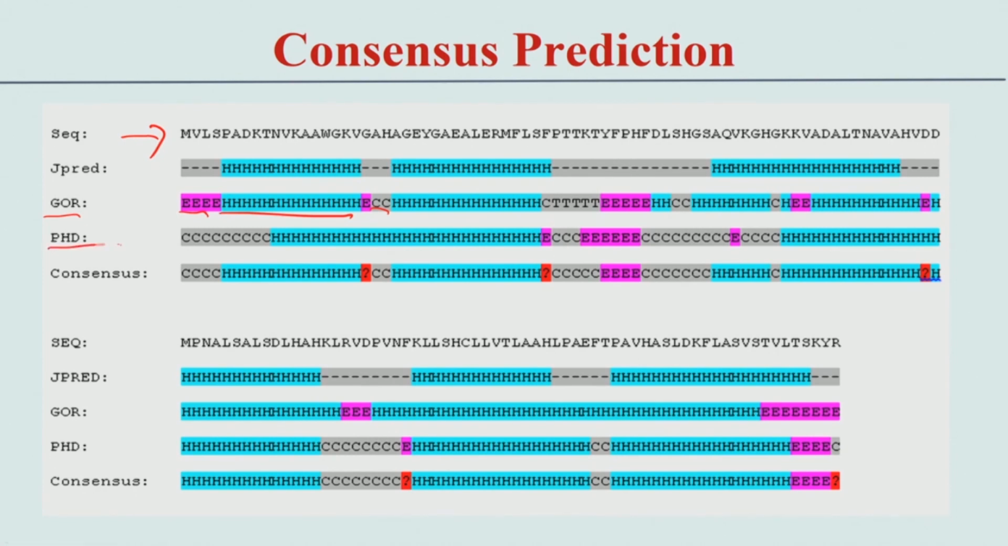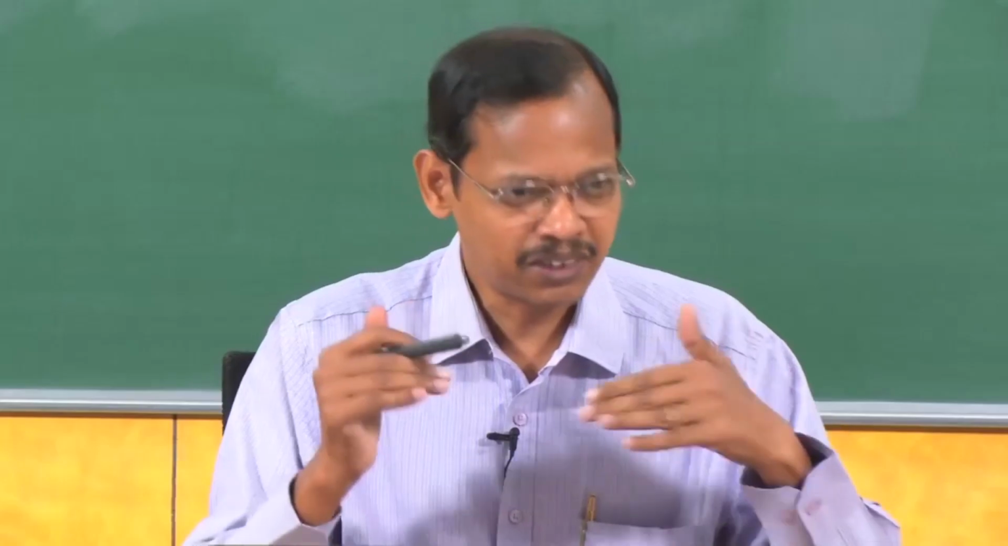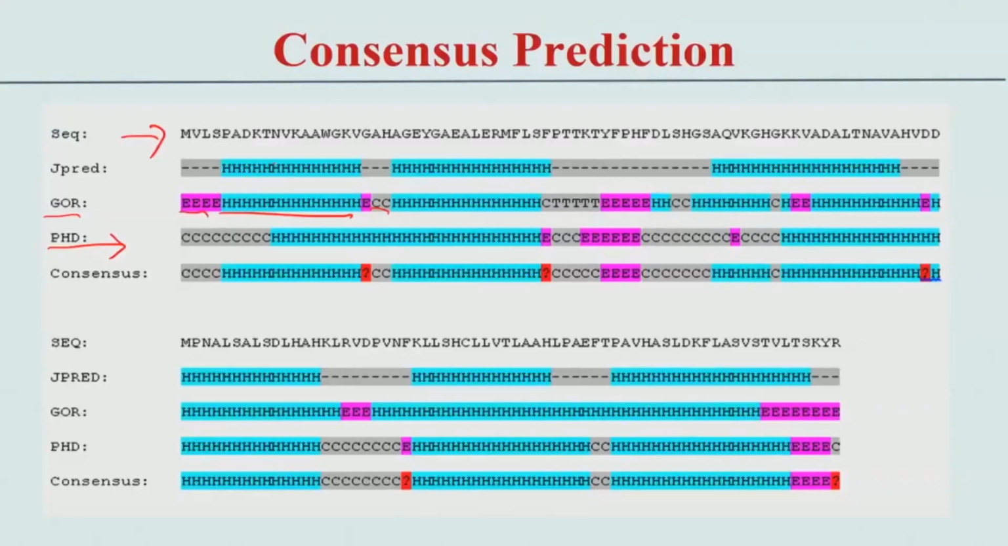And this other method, PHD, is based on neural networks. So, these are the values. Here, for example, I show only 3 methods. Currently several methods are available, and you can use as many methods as possible depending upon the performance. And then see whether there is any consensus. For example, for this region, all the methods predict helix. So, there is no conflict, and you can use this region as helix.